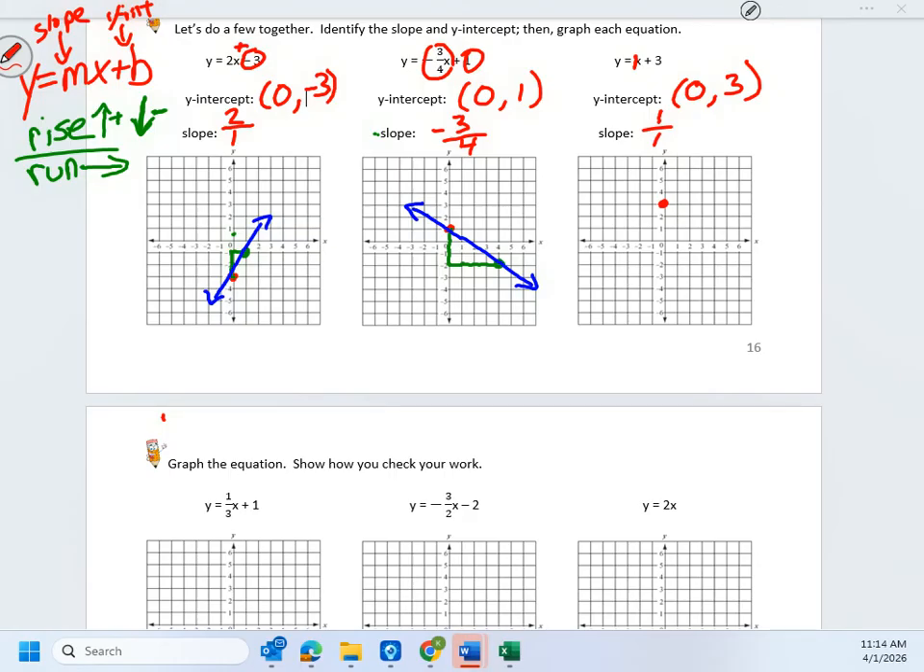What's my next step? Finley? Use the slope to find the next point. It's a positive 1, so I go up 1. My run is a 1, so I go over 1. Victoria, what's my last step? Connect them with that line. Make those arrows. Okay, it's not segments, it's a line, so make sure you're connecting them.